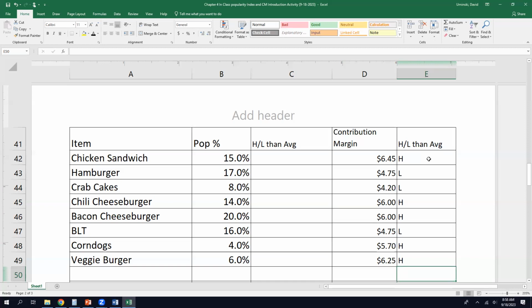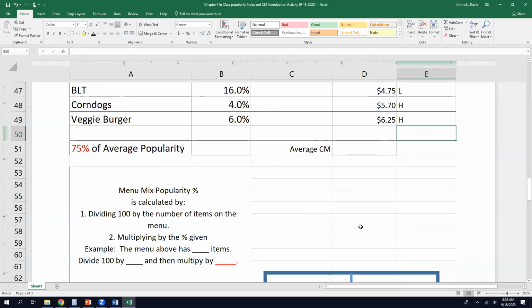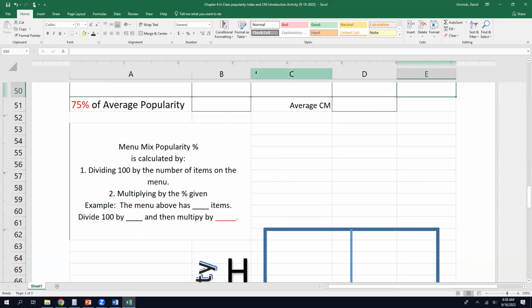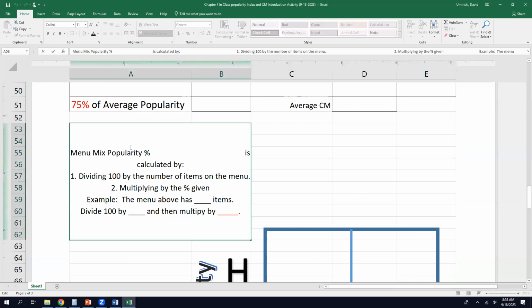Popularity gets a little bit more confusing. And this is what we call our benchmark. Do me a favor on your notes right here. Cross out popularity percentage and write the word benchmark, menu mix benchmark. Write that word benchmark, cross out popularity percentage and do menu mix benchmark.